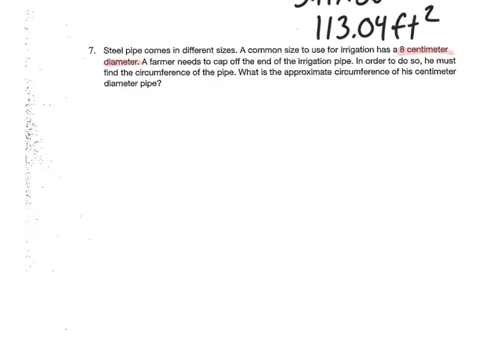In order to do so, he must find the circumference of the pipe. So we're dealing with circumference. What is the approximate circumference of his 8 centimeter diameter pipe? Okay, so I'm going to draw a circle because I'm not good without a visual. It tells us that the diameter, or the distance all the way across, is 8 centimeters, and again that we are going to be finding the circumference.